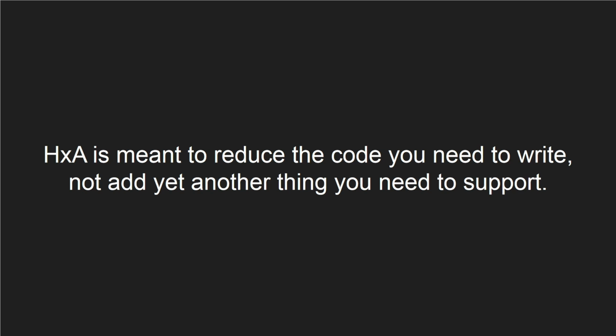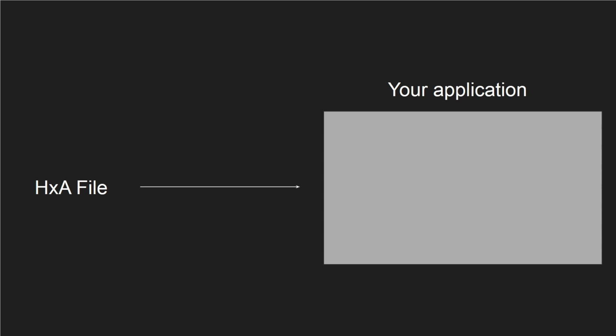So how does that work? Okay, let's give an example. Let's say you're writing an application and you want to load in a file, right? So you load in a HxA file. You write your own loader and you load it in, right? That's pretty straightforward. But HxA is a file format, but it's also an in-memory representation.